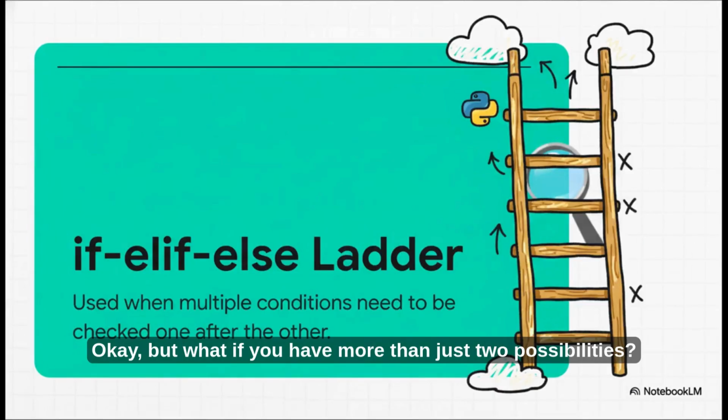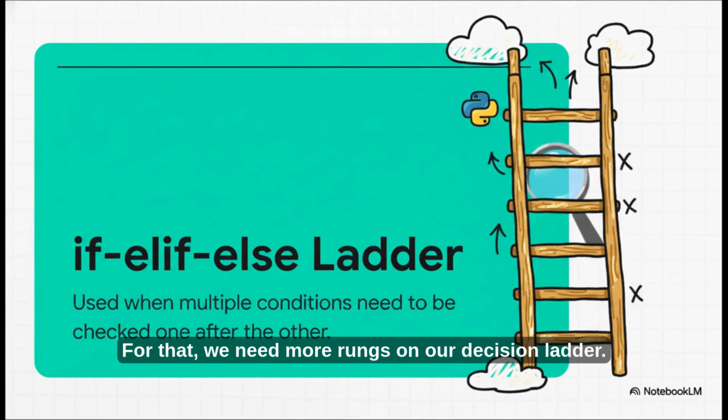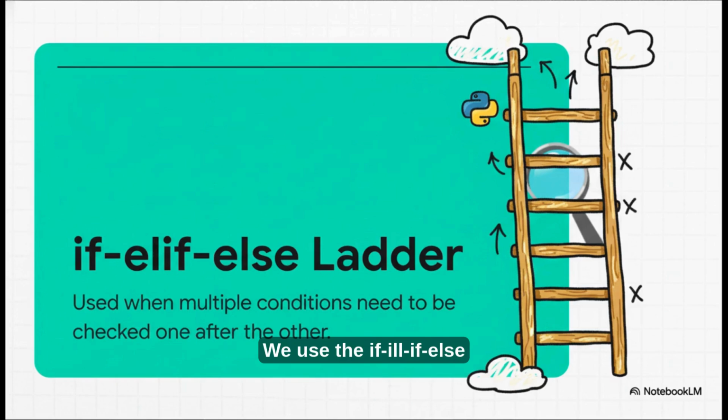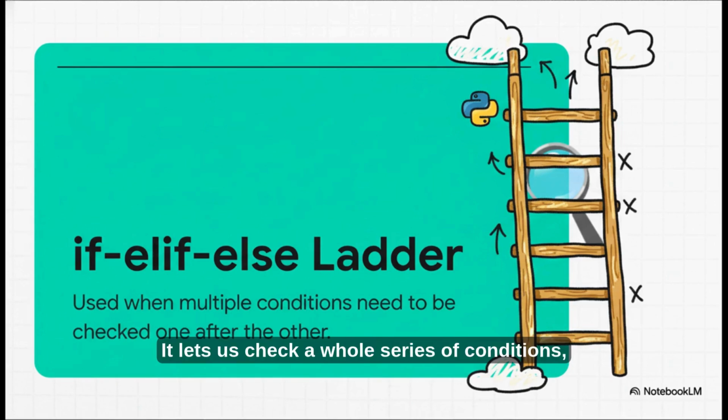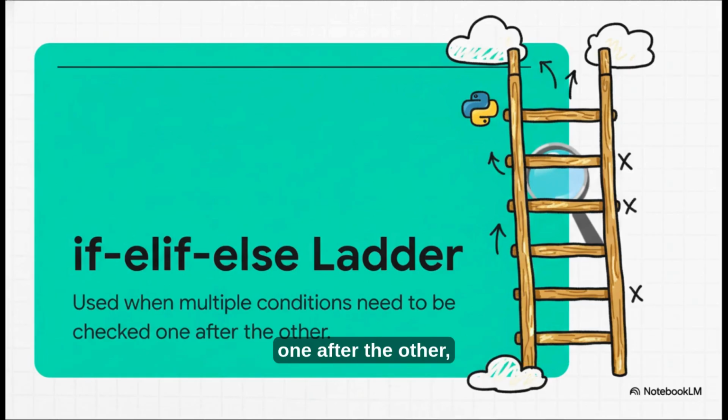Okay, but what if you have more than just two possibilities? For that, we need more rungs on our decision ladder. We use the if, elif, else structure. It lets us check a whole series of conditions, one after the other, until it finally finds one that's true.